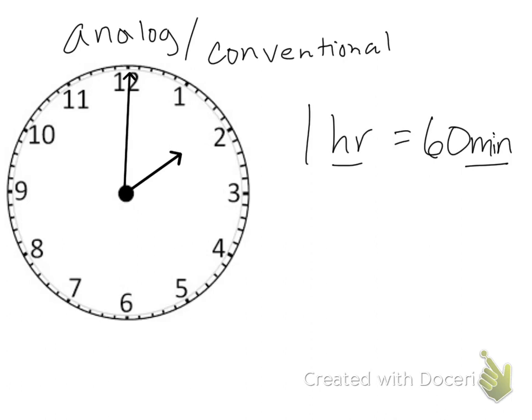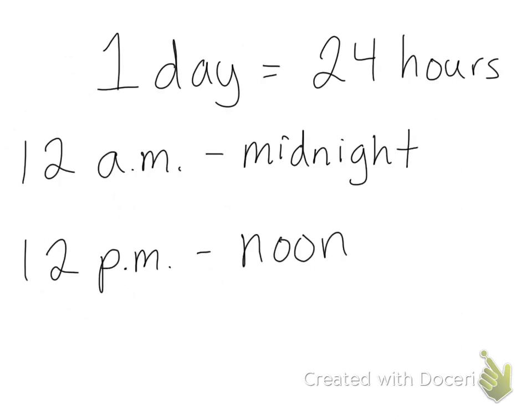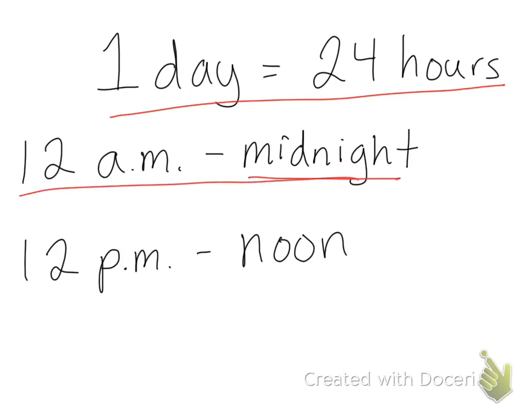Now, each day, the hour hand moves clockwise around the clock face twice. So over time, the hour hand would start at 12 and move all the way around once and then twice before we get to a new day. So 1 day equals 24 hours. A new day begins at 12 o'clock midnight. At 12 o'clock noon, the day is half over.